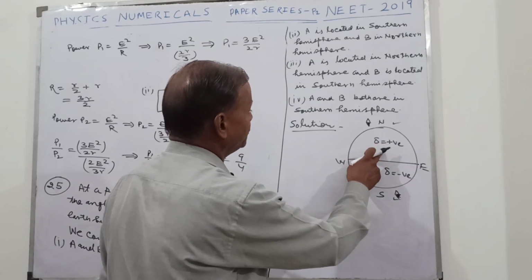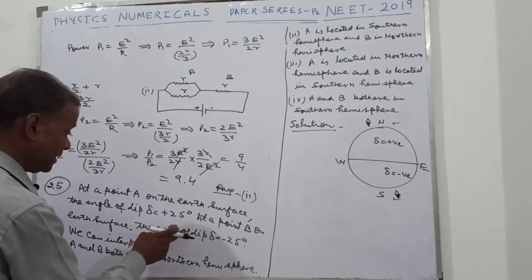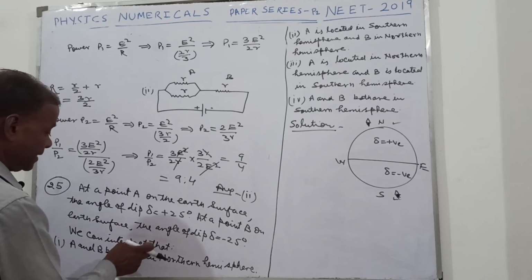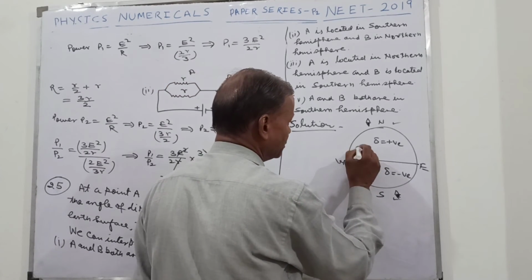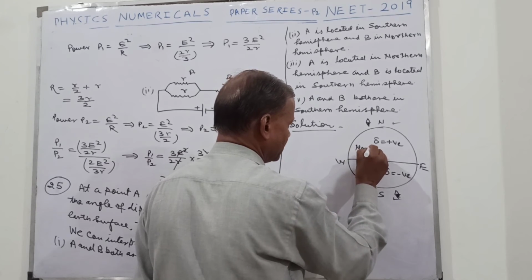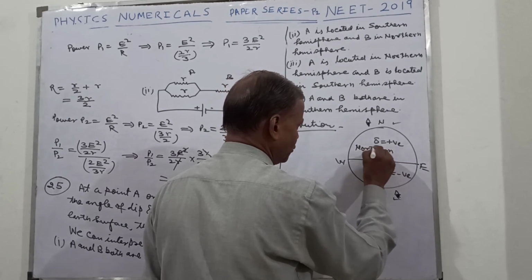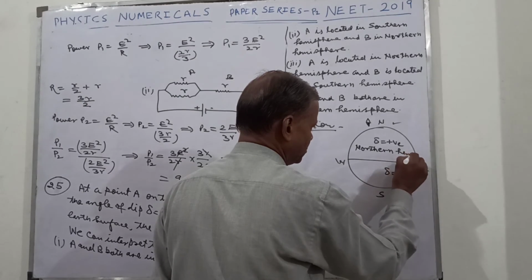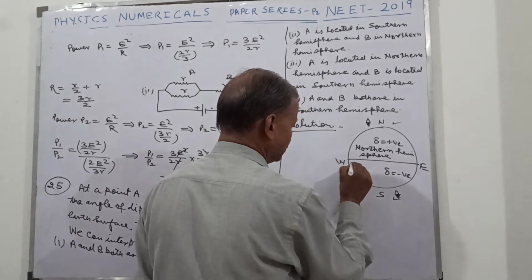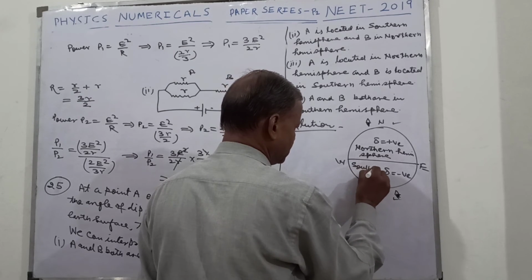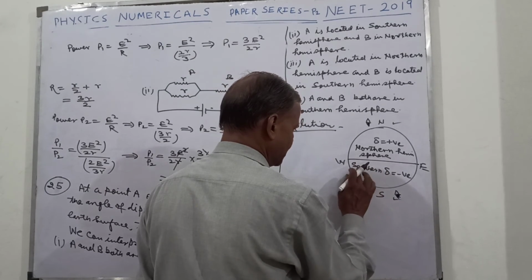So this positive value means the point is lying in the northern hemisphere, and negative means the point is lying in the southern hemisphere. This is the northern hemisphere. This is southern hemisphere.